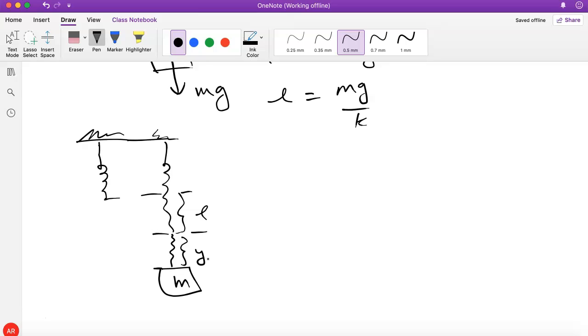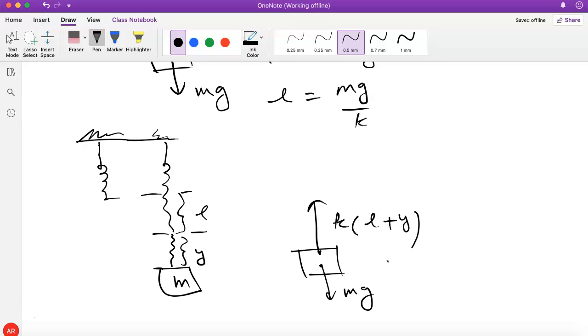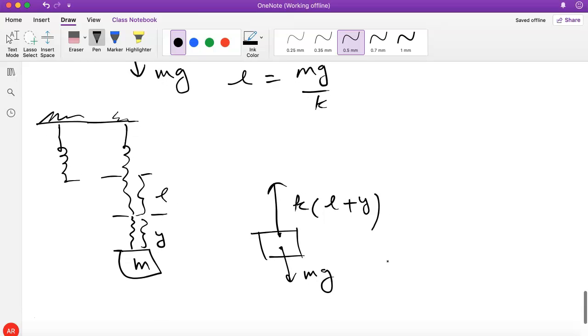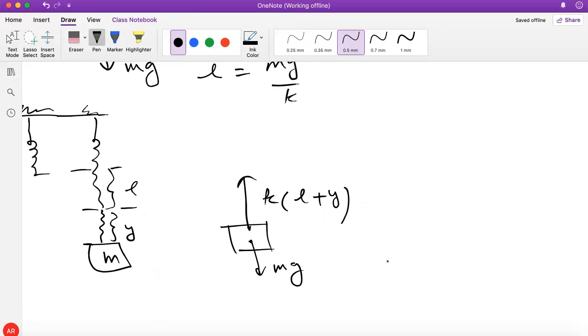So now what is the net force on this mass? First, let's again draw a free body diagram. There's again mg downward, and the upward force on this mass is going to be k times L plus y, because the spring from its natural length is stretched by L plus y.